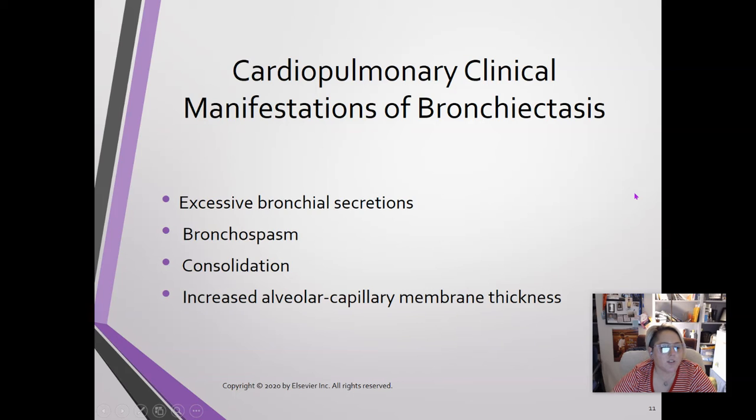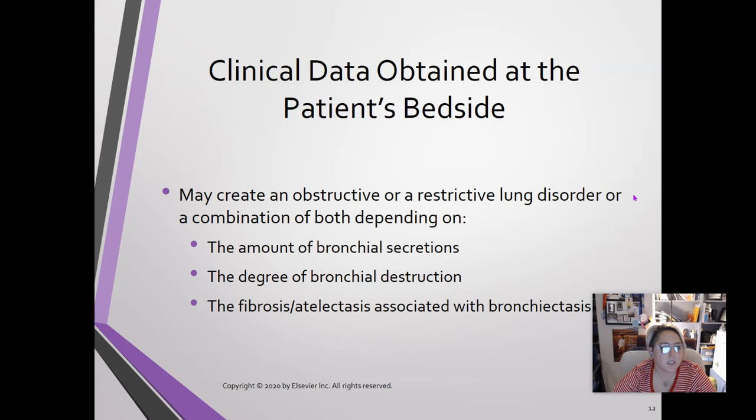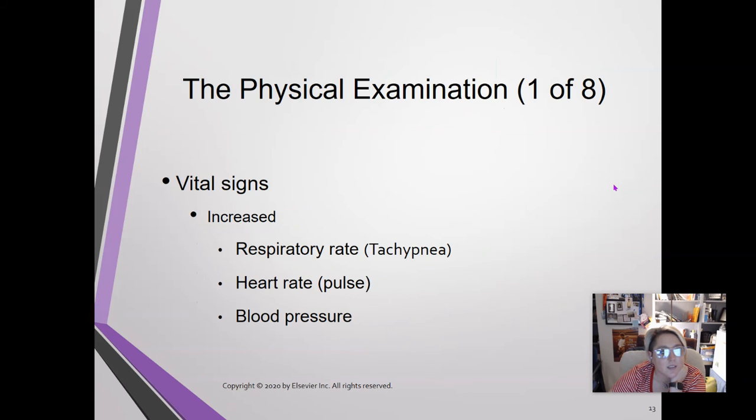Cardiopulmonary clinical manifestations of bronchiectasis: you're going to have excessive bronchial secretions, bronchospasm, consolidation, increased alveolar capillary membrane thickness, and clinical data obtained at the bedside. It may create an obstructive or restrictive lung disorder or a combination of both, depending on the amount of bronchial secretions, the destruction, fibrosis, and atelectasis associated with the bronchiectasis.